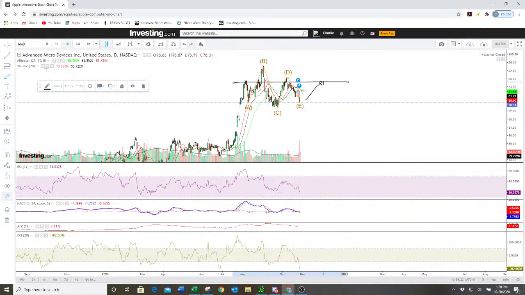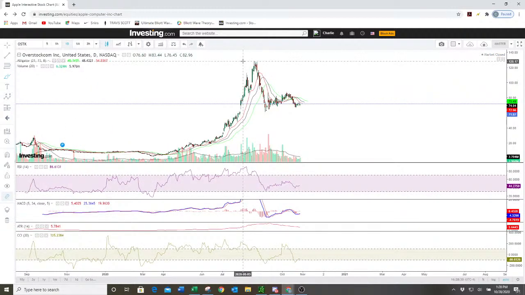OSTK. Let's look at OSTK. Oh, sorry, did I miss Facebook or I did Facebook? Let me look at OSTK. Overstock, right? Overstock.com. Yeah, it looks like they're still in a corrective pattern, but it looks like they're coming back.